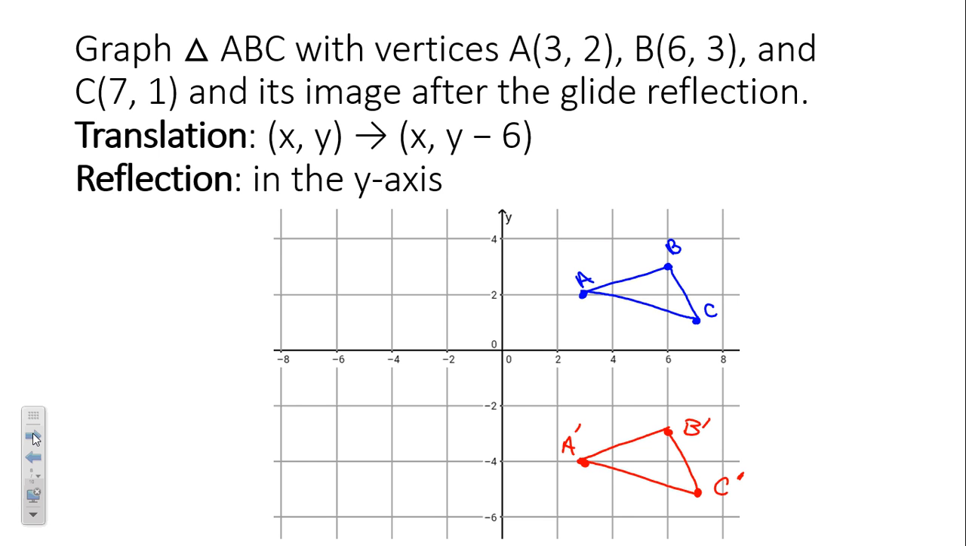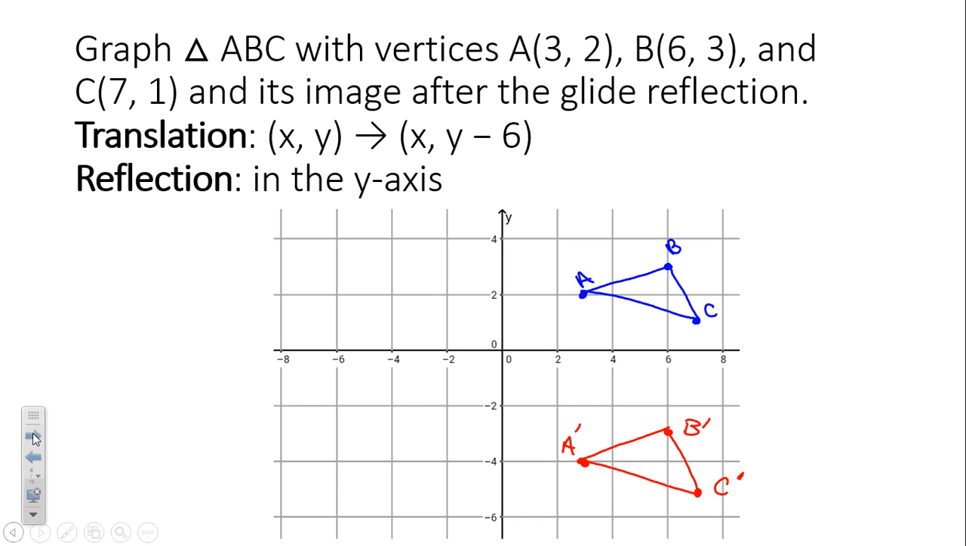Because we slid down, we did a translation. Sliding down 6 means that we didn't change the orientation at all. It should look the same, just moved down. Now, the second part of this glide reflection says that we're reflecting in the y-axis. Which is the y-axis? Drew, which is the y-axis? The up and down axis. Okay, so we're reflecting across the y-axis.